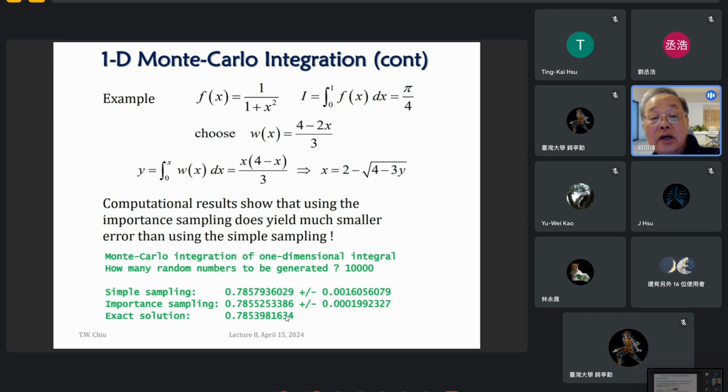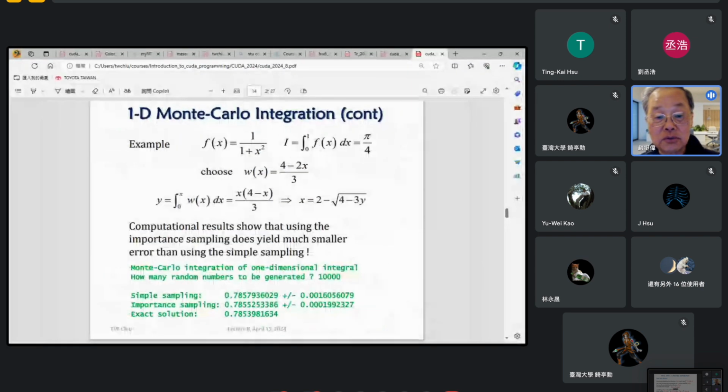So you can see that the mean value for the importance sampling is closer to the exact solution, and also the error is smaller. I have a sample code, so let me go to the sample code and show you how it actually works.